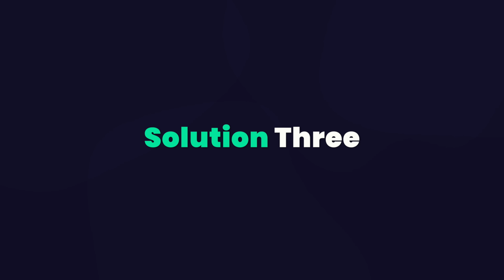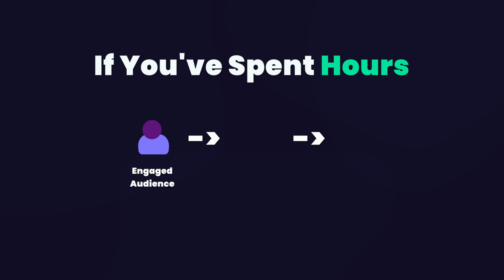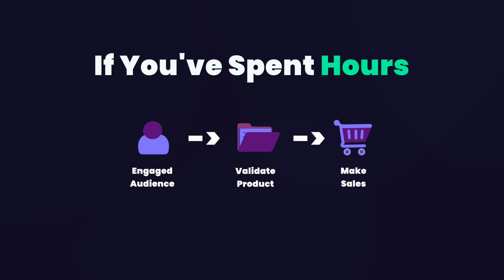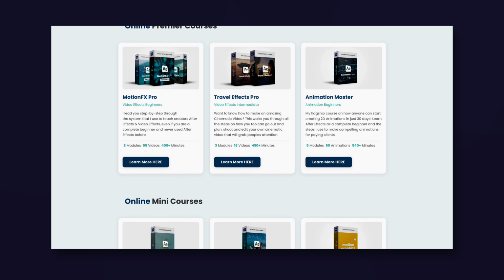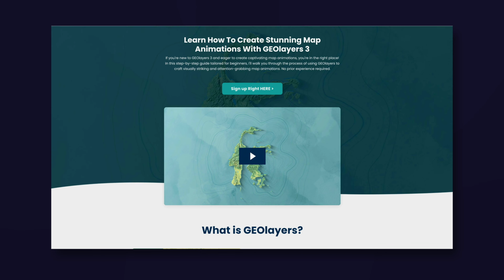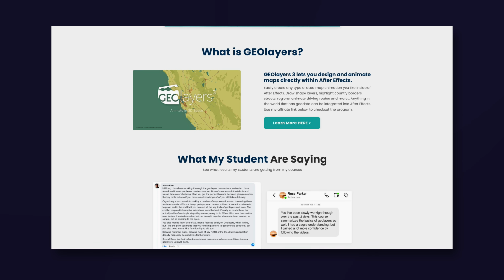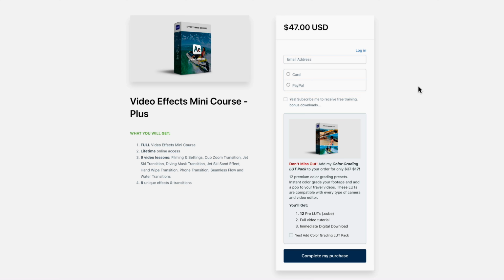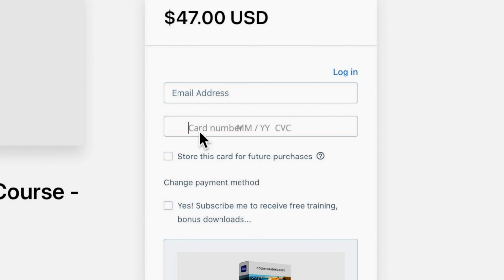Now, the other question you have to ask yourself is if you've spent all this time building an audience, validating a product, and then building that product, why then do you want to skimp on one of the most important steps, which is actually selling that product online? So the product page and that whole checkout experience is a really critical step to actually getting sales online or selling digital products.